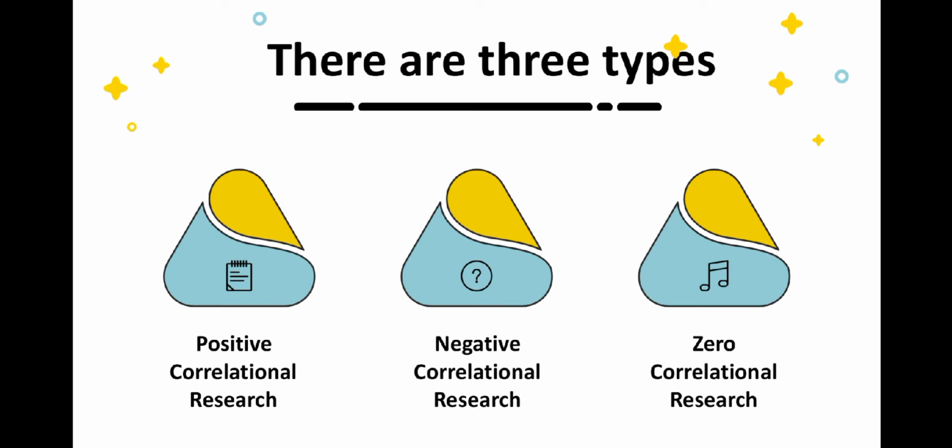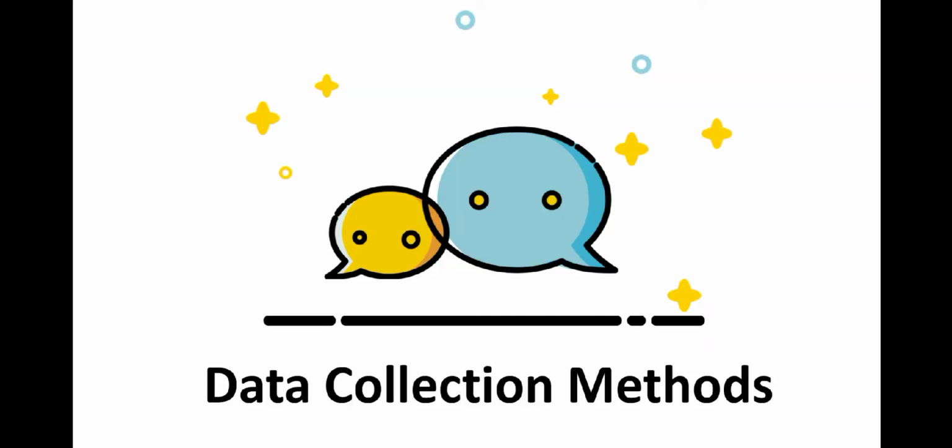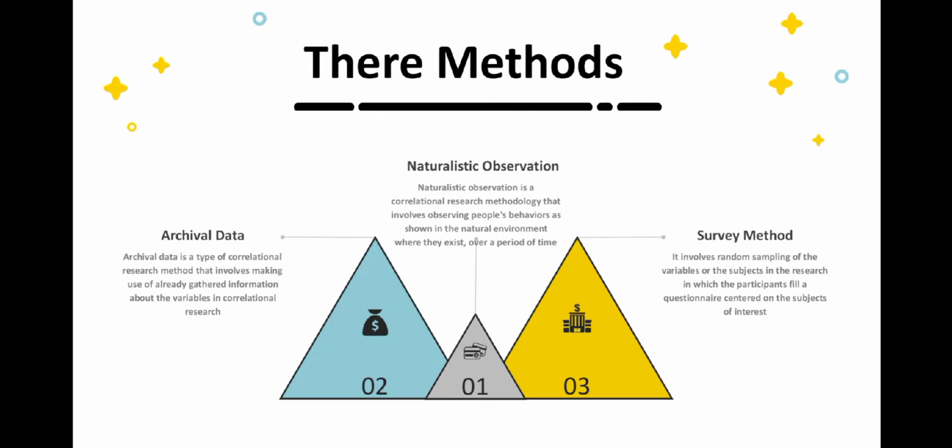other variable. Hello, my name is Amalia Fauziah Ulmi. I'm going to explain about data collection method. There are 3 methods. The first method is naturalistic observation. Naturalistic observation is a correlational research methodology that involves observing people's behavior as shown in the natural environment where they exist over a period of time.